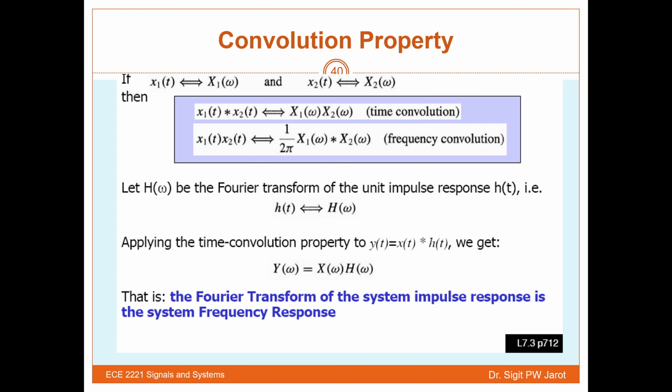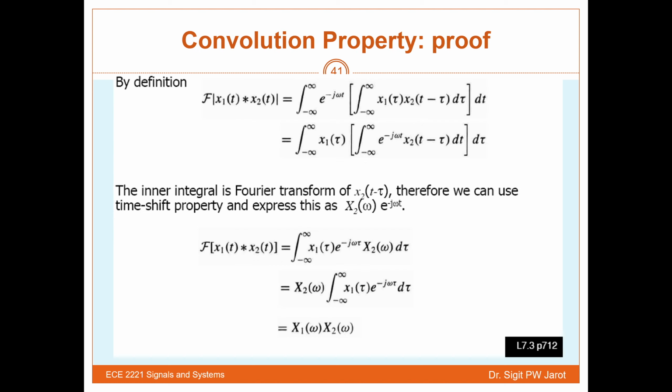Alright, so we also have the convolution property just now. If you convolve in the frequency domain, it becomes multiplication. But if it is a multiplication in the time domain, in the frequency domain it is a convolution, divided by 2 pi. So we usually use this time convolution property for the impulse response. So this is the derivation of the convolution property.